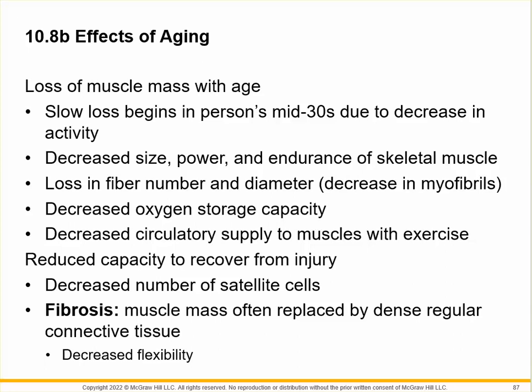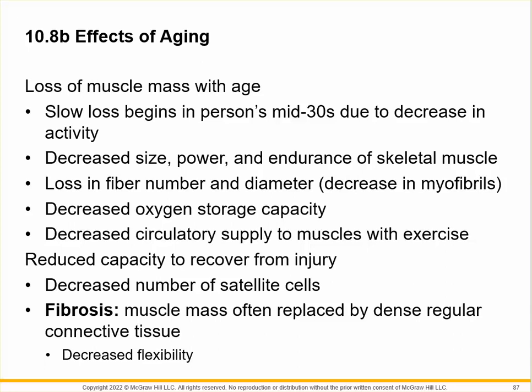As we age, we lose muscle mass, and it happens pretty early, usually in the mid 30s. You can postpone that a lot by going to the gym, by working out. So we lose size, power, and endurance of muscles. The fibers get smaller in diameter. They lose myofibrils. We lose the ability to store oxygen.